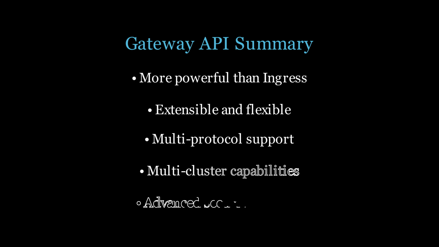In summary, Kubernetes Gateway API provides a more powerful, extensible, and flexible approach to traffic management compared to Ingress. It addresses complex routing requirements, supports multi-protocol traffic, enables advanced security features, and works well in multi-cluster environments. Adopting Gateway API is a key step for organizations needing sophisticated traffic management in their Kubernetes deployments.